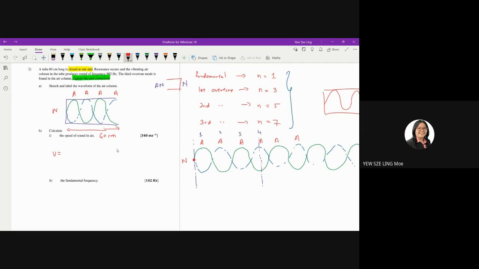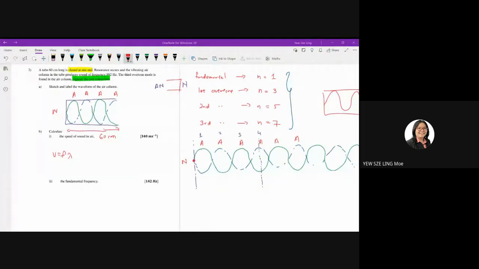But the question wants you to calculate it, so you cannot straight away write down V equals 340. What you can do is calculate it by using f lambda, because even though you know it is a constant value, you cannot assume you know it. You need to pretend you don't know the value, and then you calculate it. If you can get 340, that means you got the right answer.